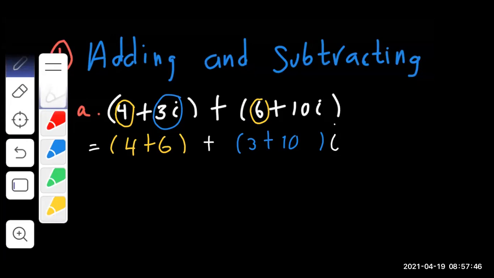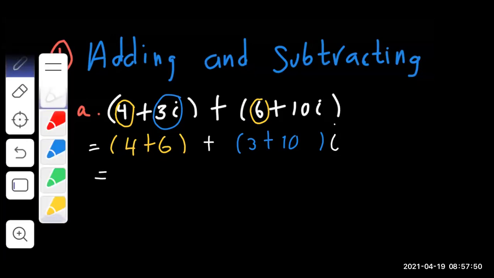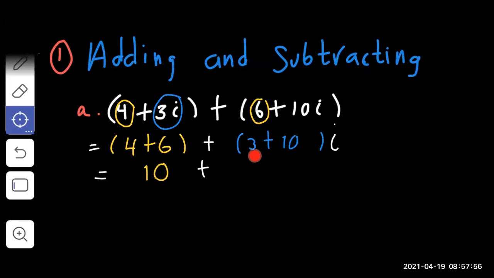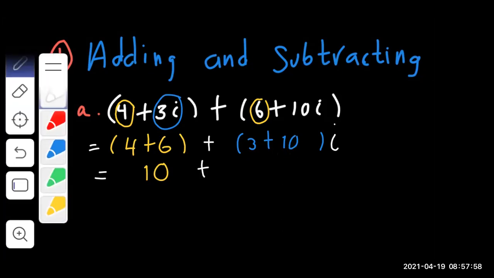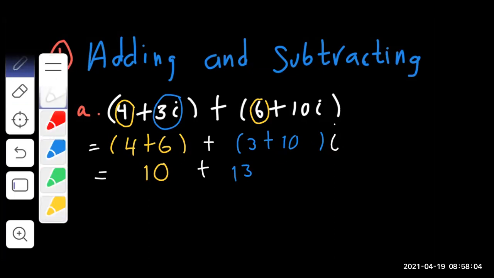Okay, and this is what you have to do now. Can you solve this? 4 plus 6, 10. Okay, plus, let's copy this. 3 plus 10, 13. 13 what? What are we talking about with the blue point? i. Correct. That is the answer: 10 plus 13i. That is the answer, guys. As simple as that.